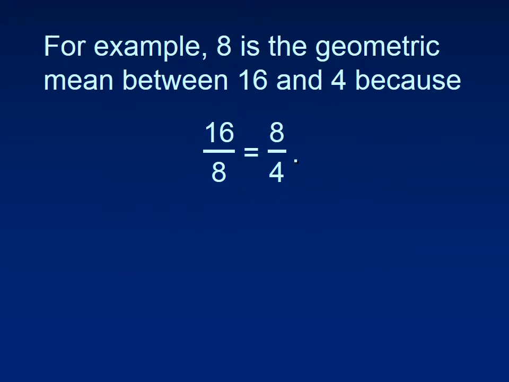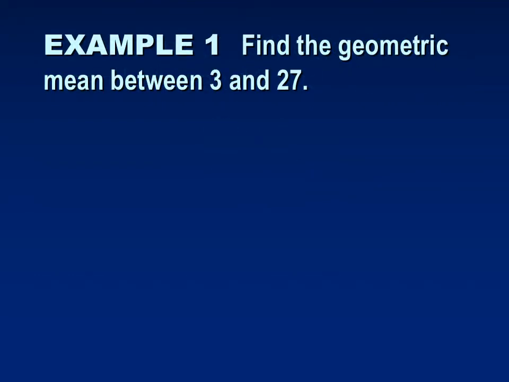So for example, in this proportion, notice that the 8 is here in this denominator, but in this numerator. So we can say that 8 is the geometric mean between 16 and 4. Let's try an example. Let's find the geometric mean between 3 and 27.